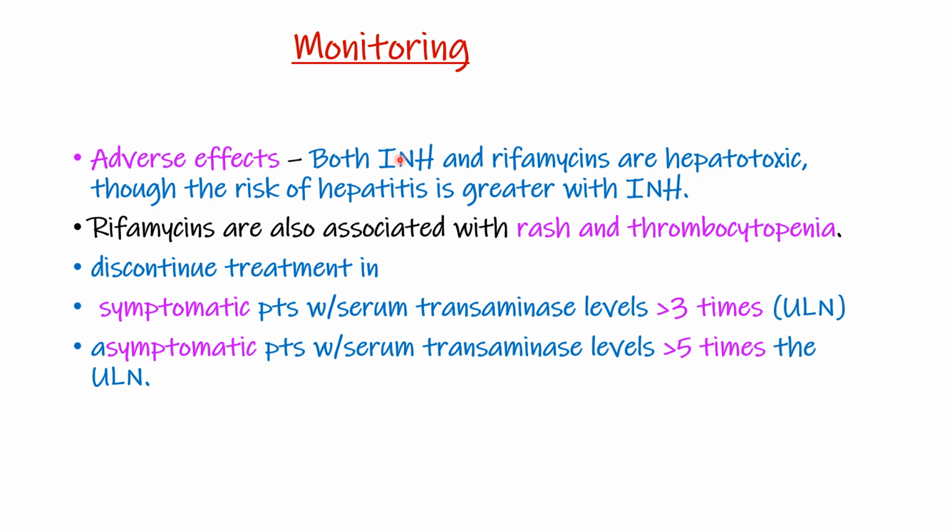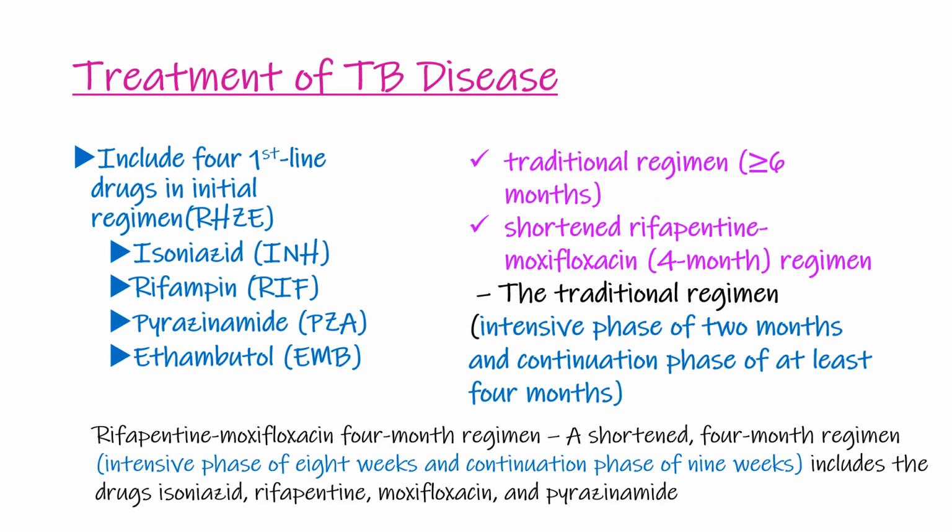So monitoring for the drugs we've talked about: adverse effects of isoniazid and rifampin include hepatotoxicity, but isoniazid has a higher level of hepatotoxicity compared to rifampicin. Rifampicin also causes rash and thrombocytopenia. You discontinue the drug if the patient is symptomatic and has serum transaminases greater than 3 times the upper normal limit, or if the patient is asymptomatic and serum transaminases are greater than 5 times the upper normal limit.